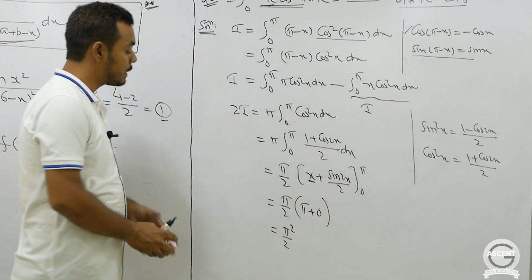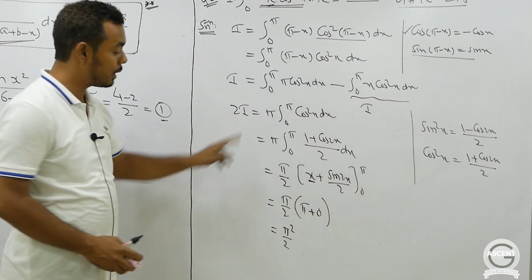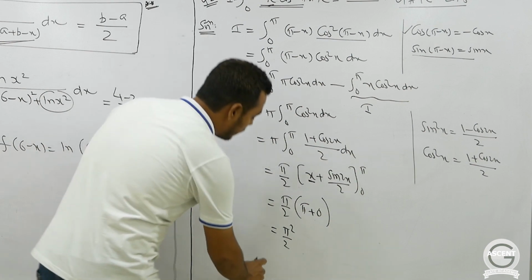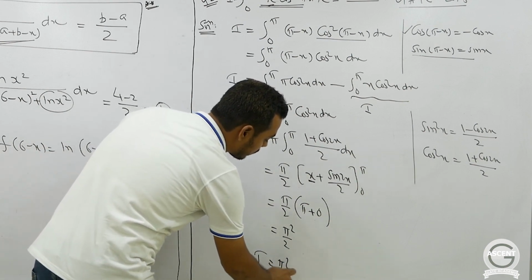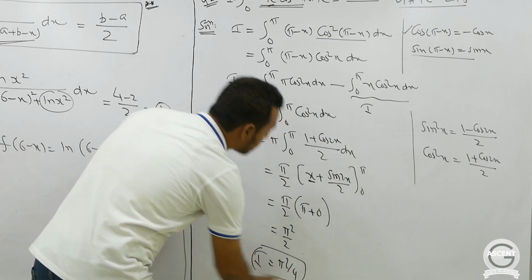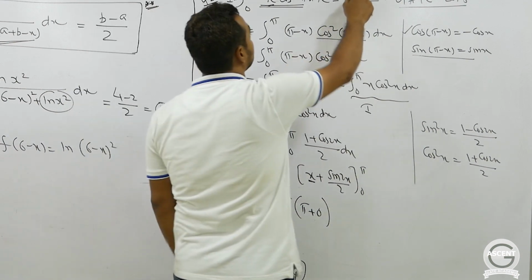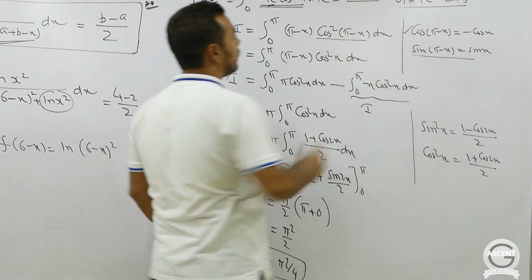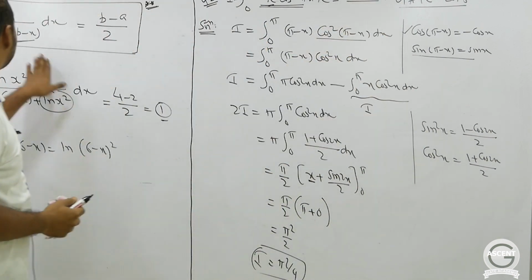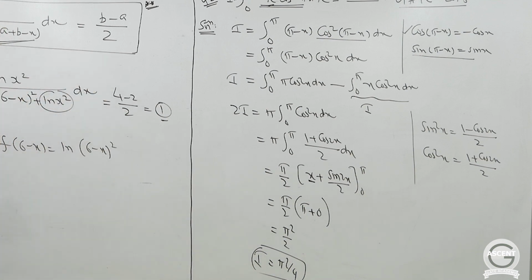Now remember that this is the value of 2 times the given integral. So therefore integral I will be pi square by 4. So this will be the correct answer. The value of this integral will be pi square by 4. So this was our fourth property. Now we have to learn 3 other properties of definite integrals.